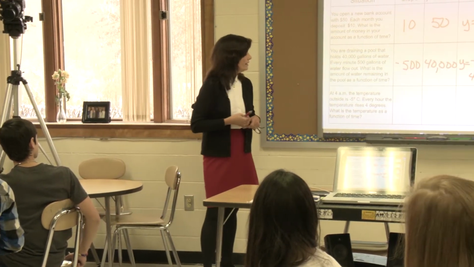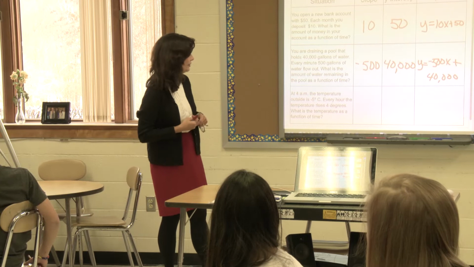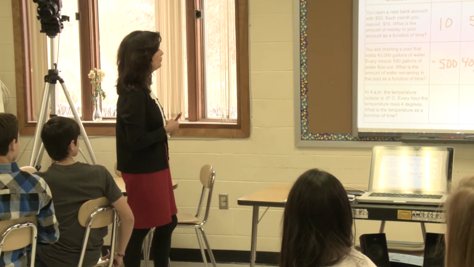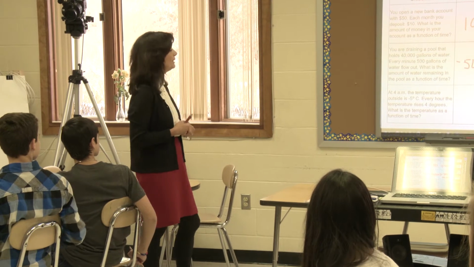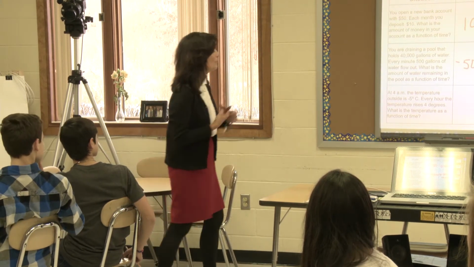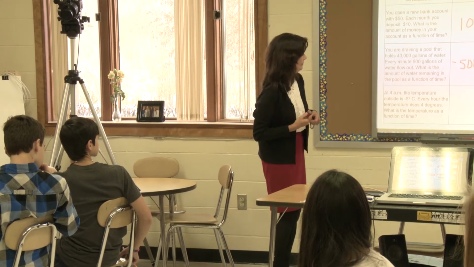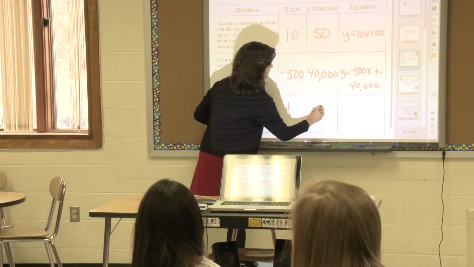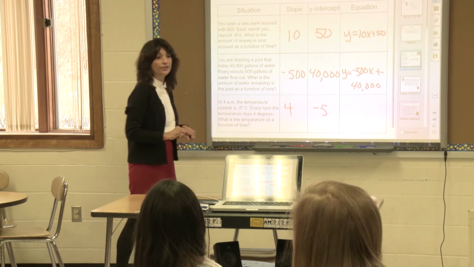At 4 a.m., the temperature outside is -5 degrees. Every hour the temperature rises 4 degrees. What is the temperature as a function of time? Okay, Shane, what would the slope be in this case? The slope would be 4. Very good. And what would be the y-intercept? -5. Very good. And what would be the equation in slope-intercept?